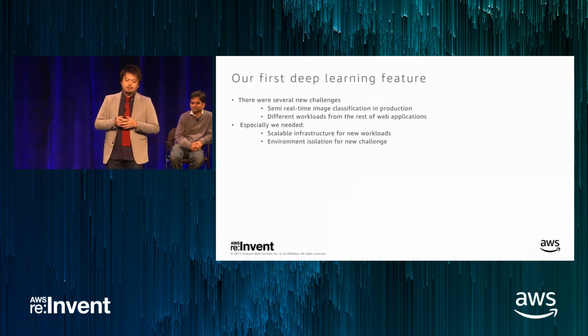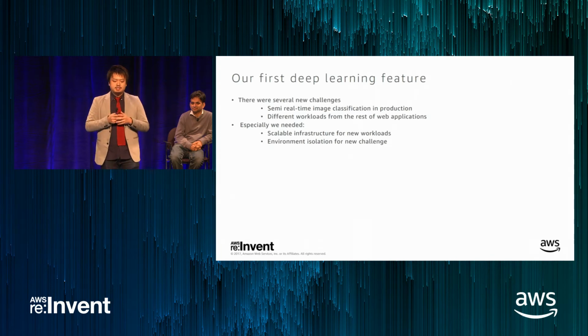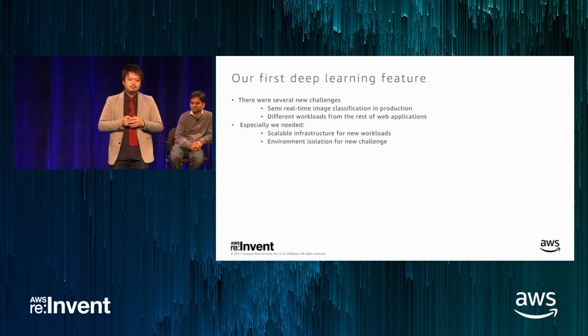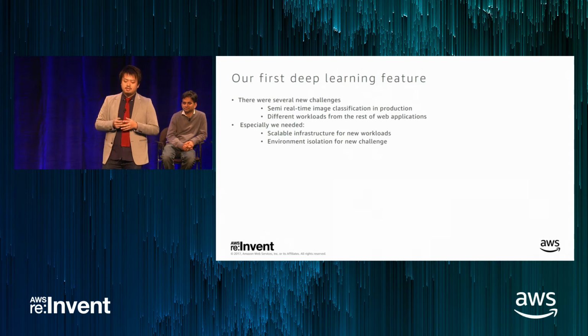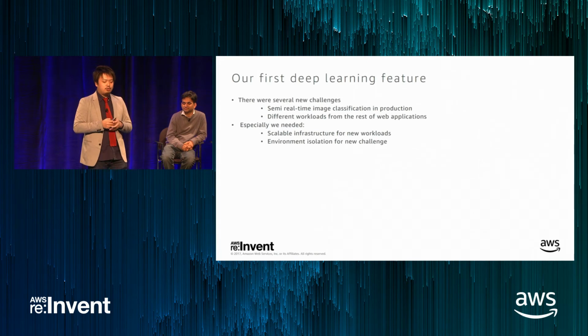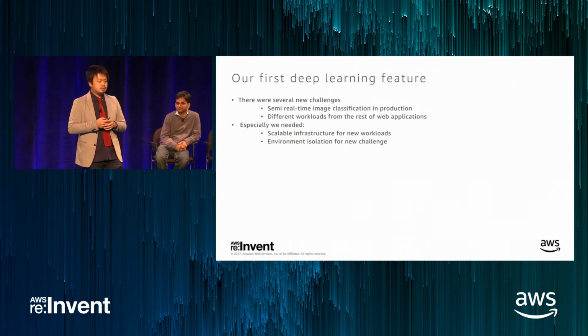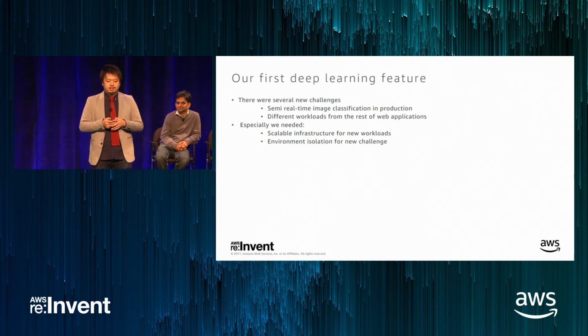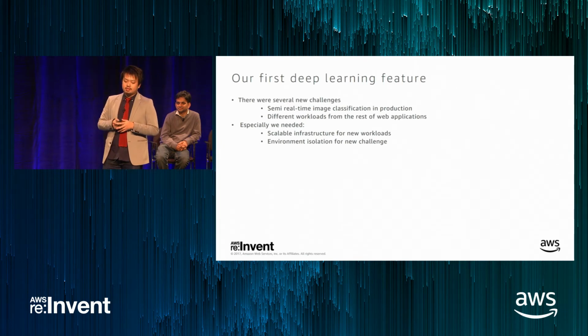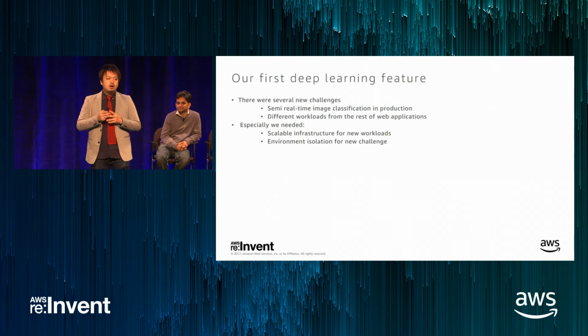Let me introduce this feature from the technical side. It is our first feature that is using deep learning. So there were some challenges. It was the first time for us to run a semi-real-time image classification in production, and that workload was different from common web applications. What we especially needed in developing such features was the scalable infrastructure for new workloads and isolated environments for new challenges. We built it using AWS and containers.